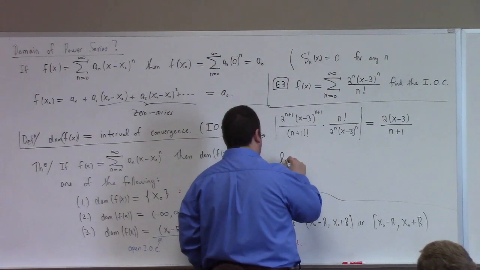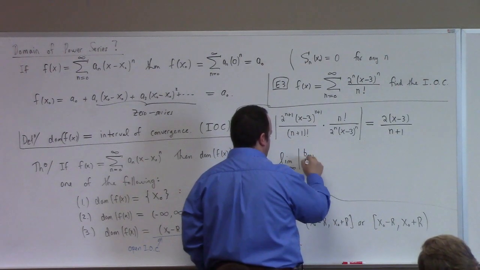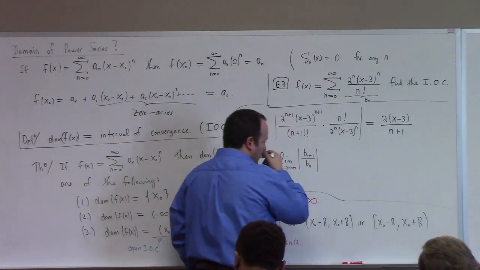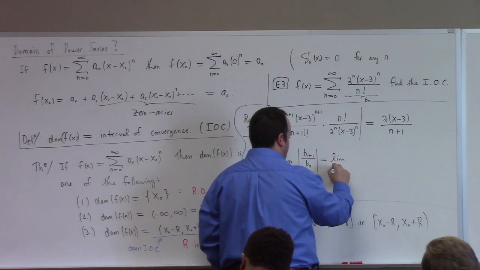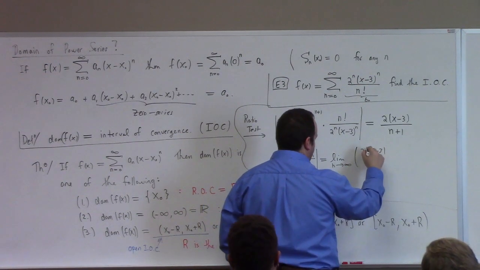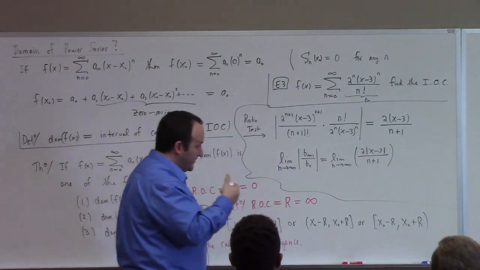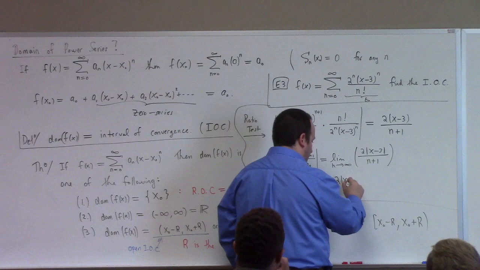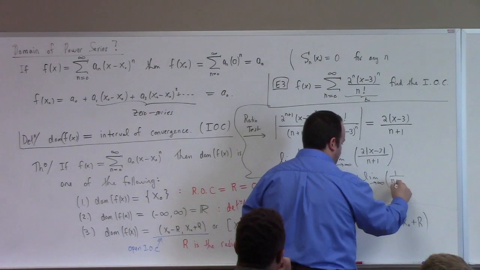So if I look at the limit as n goes to infinity of the absolute value of b sub n plus 1 over b sub n, just to give it a name, calling these things b sub n, then that works out to the limit as n goes to infinity of 2 times the absolute value of x minus 3 over n plus 1. That is positive, so I can pull it out of the absolute value. But what goes on here is that's 2 times the absolute value of x minus 3 times the limit as n goes to infinity of 1 over n plus 1.